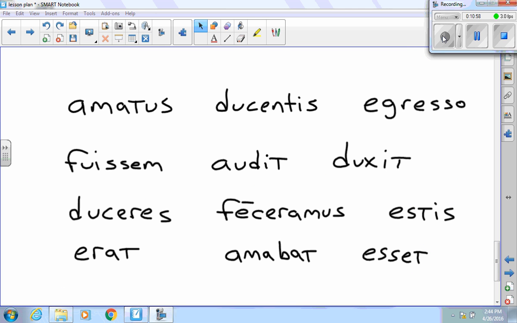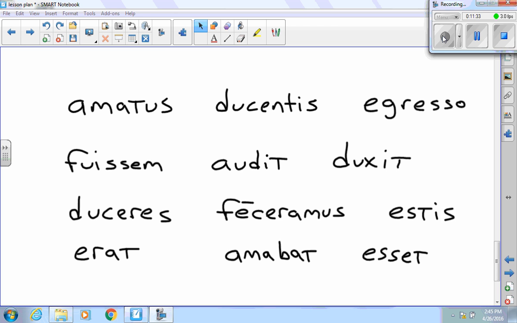That brings us to this right here. There are 12 words here, I think. 1, 2, 3, 4, yeah, 12 words here. And each one of them is a tense, a mood, and a voice. Some of them are participles, some of them are regular verbs. Amatus, ducentis, aggresso, those are participles. What kind? The rest of these are all verbs. What kind of verbs are they? Can you identify the person, the number, the tense, the mood, and the voice? That's important on your test, especially the tense, the mood, and the voice. If you don't know those, you're in trouble.